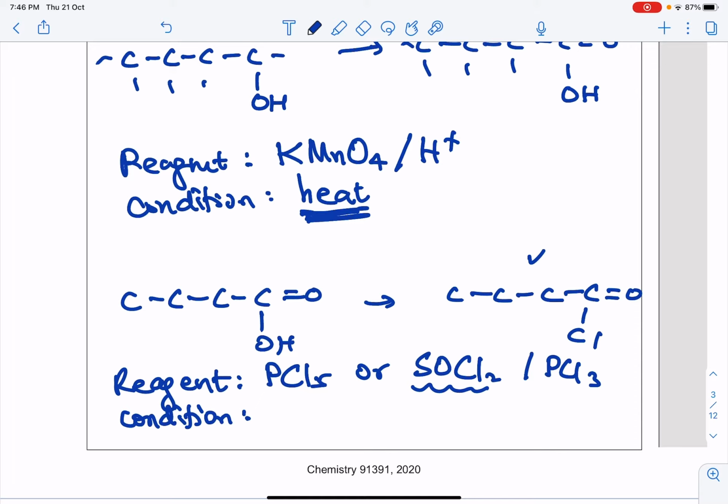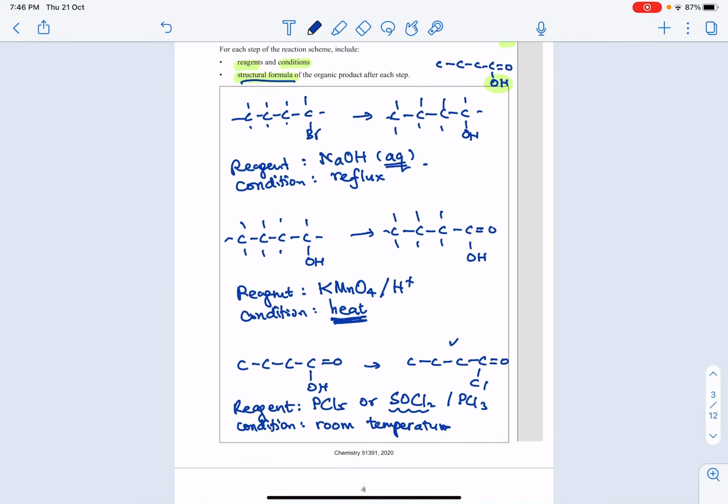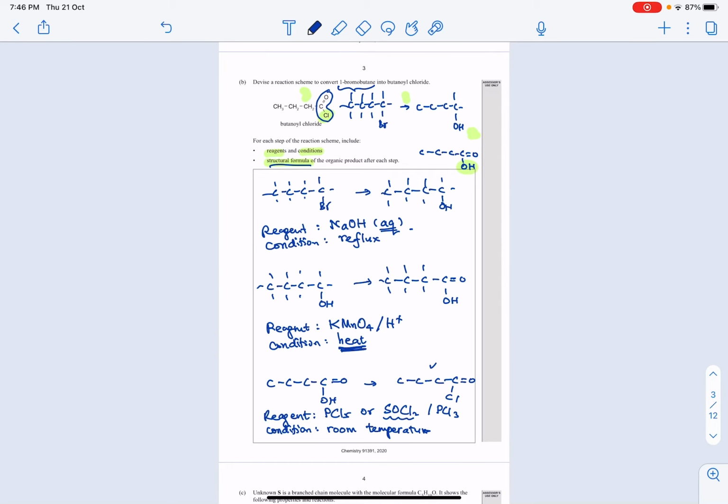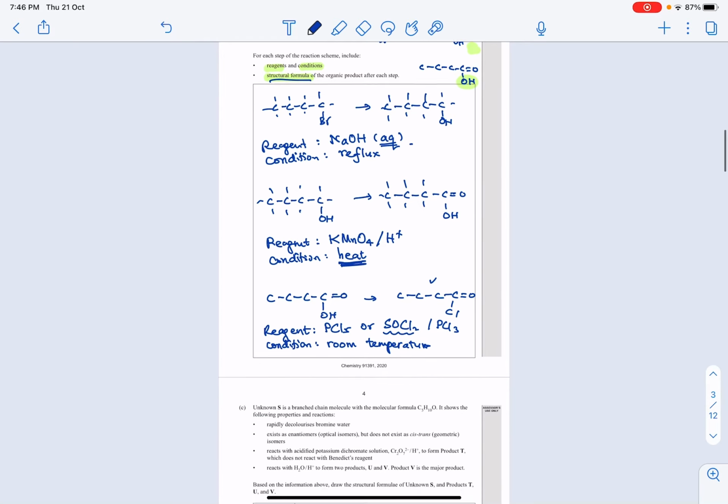The condition for this is room temperature. Okay, we do not need heating. So here you go. If we look at it overall, we are now looking at these 3 steps, reagent, condition, and it's pretty straightforward, and that's how you score excellent for question B.